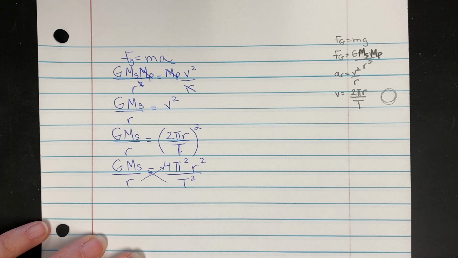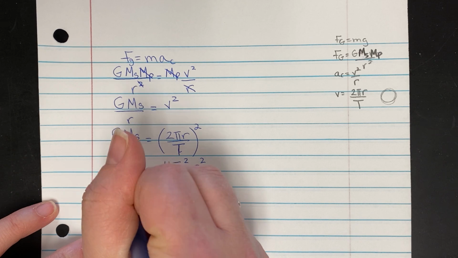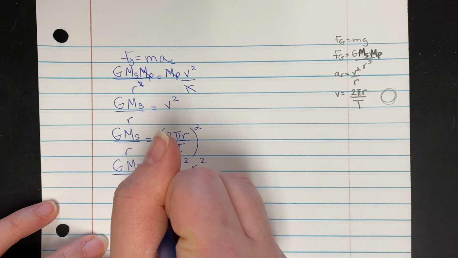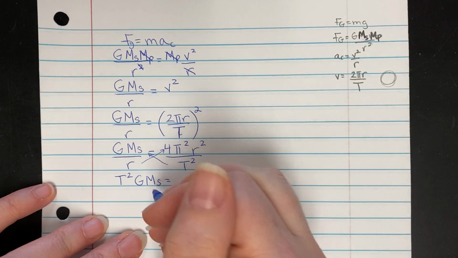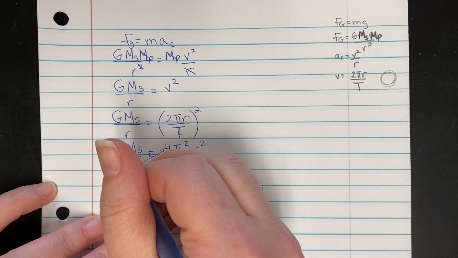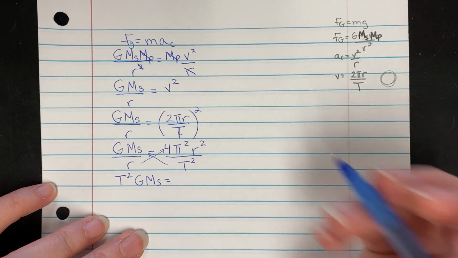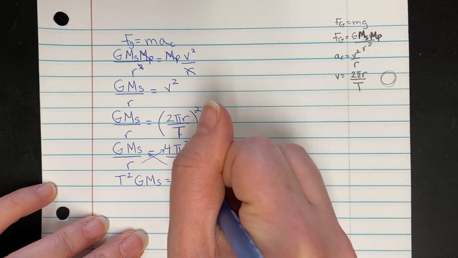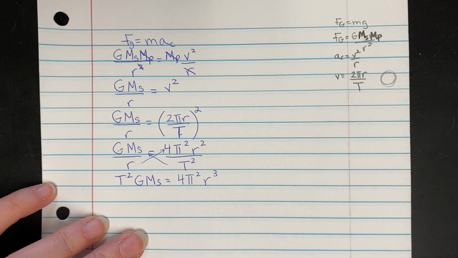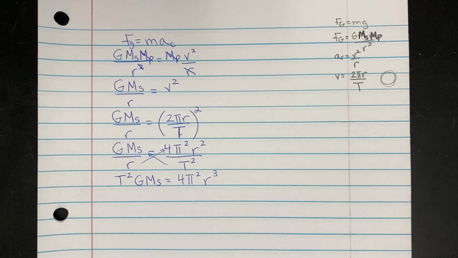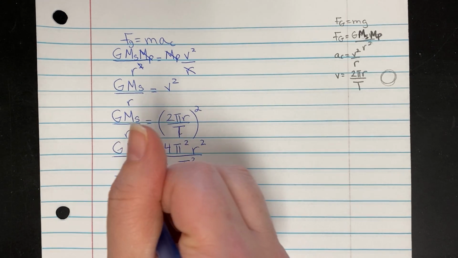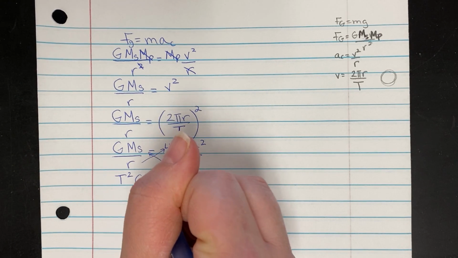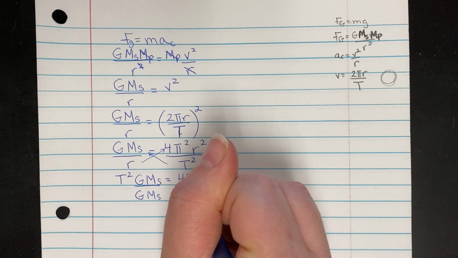So I'm gonna do a little cross multiplying here to get some stuff out of the denominator. So we get T squared times G times the mass of the sun is equal to, okay, we've got an r times an r squared, which is gonna give us an r cubed. So let's go ahead and get rid of, we're solving for T, this is the law of periods. I'm gonna divide both sides by G M_S.